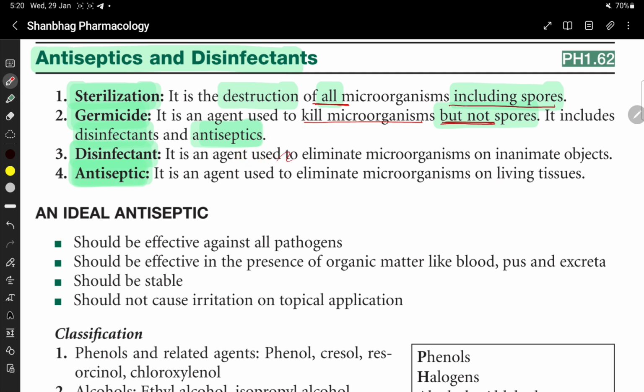Disinfectant. It is an agent used to eliminate microorganisms on inanimate objects. Antiseptics are agents used to eliminate microorganisms on living tissues.